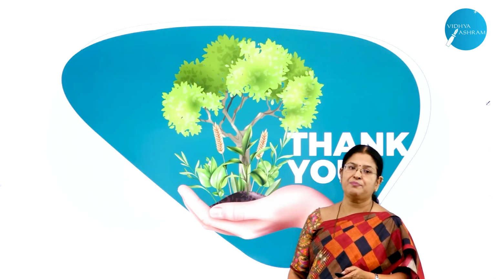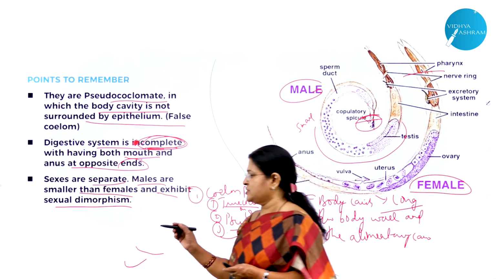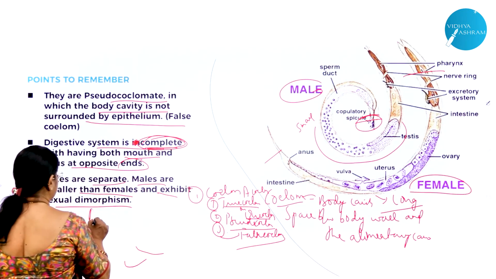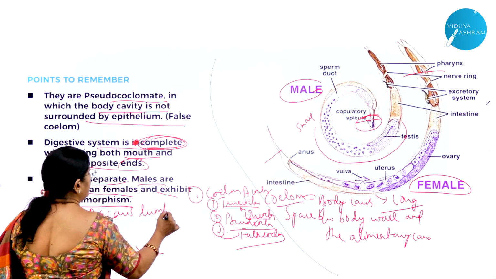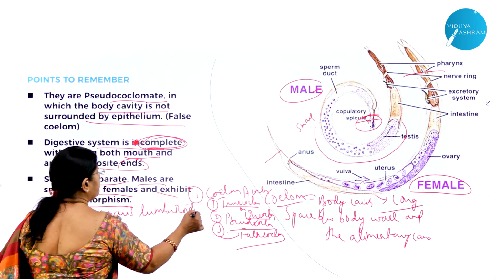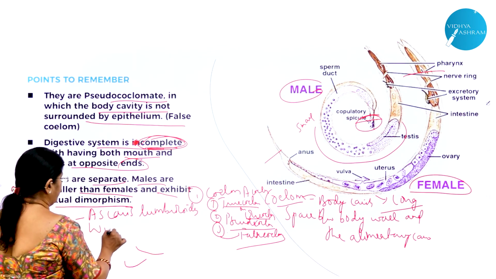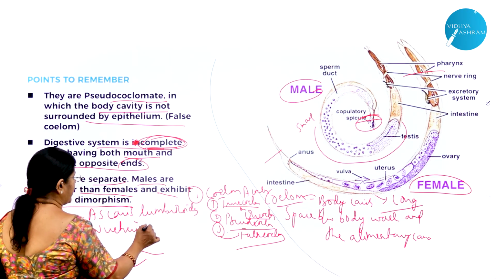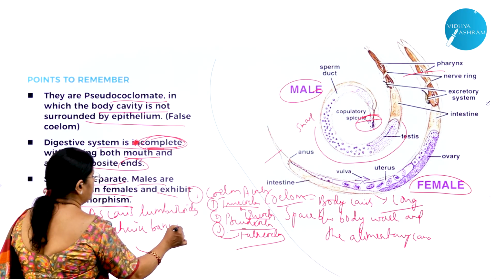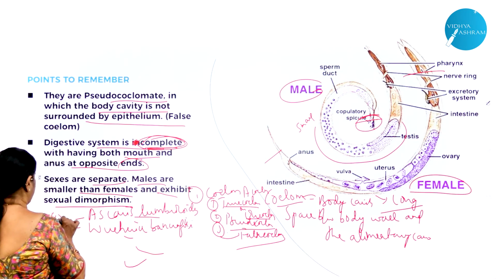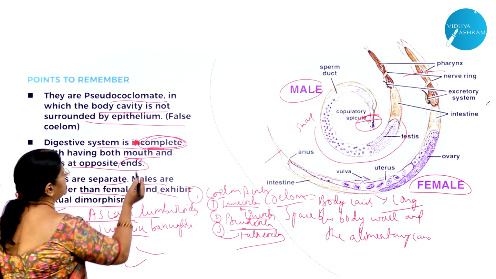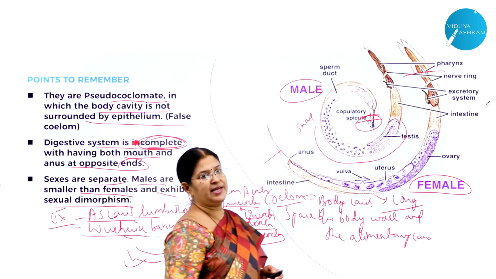So what examples can you give for this very important phylum? Ascaris lumbricoides. Then you might have heard about Elephantiasis, that is Wuchereria bancrofti. All these are some of the examples for Aschelminths.